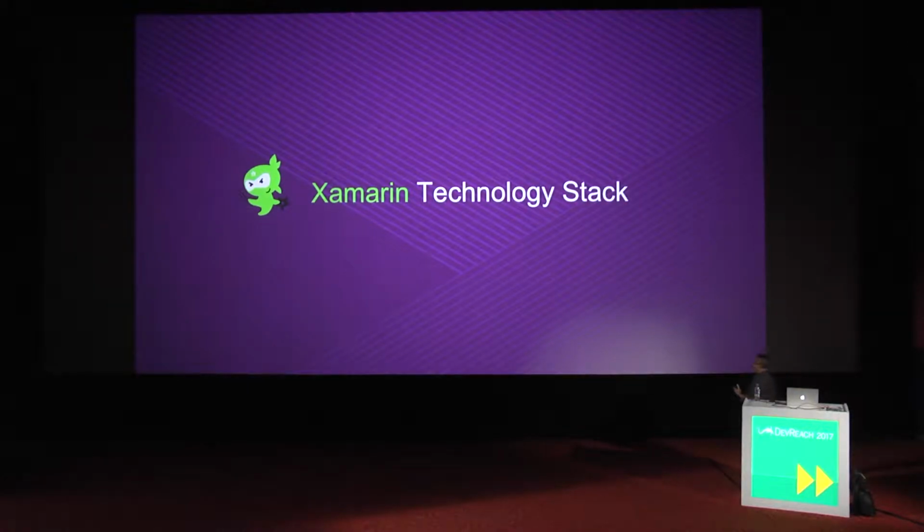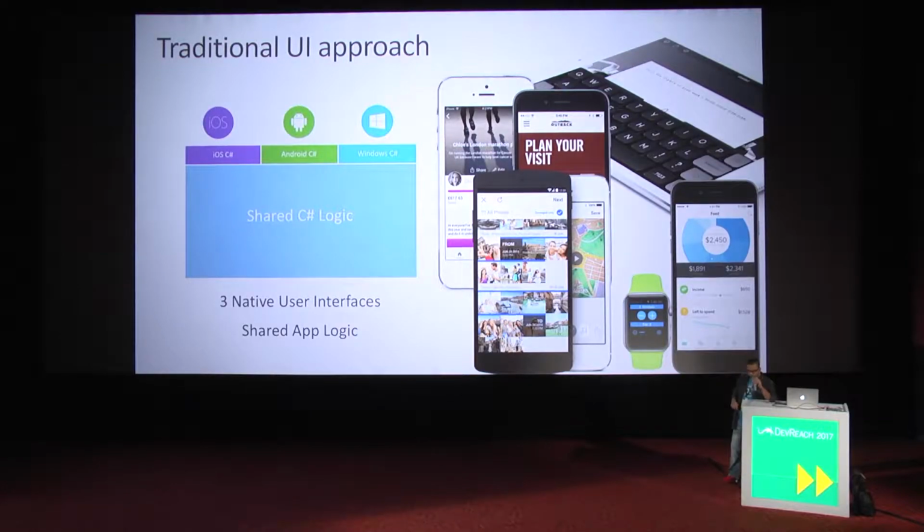So what exactly is Xamarin? What are they trying to tell you? Turns out there are two main ways in which you can build Xamarin apps. This is the traditional UI approach. This is what we called Mono Touch or Mono Develop and Mono Android back in the days. It's called Xamarin iOS or Xamarin Android now.